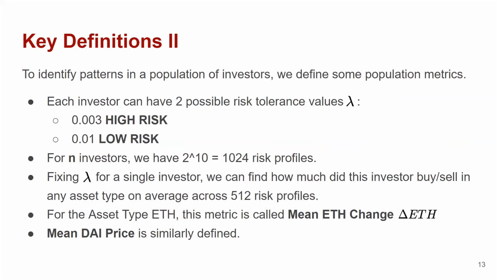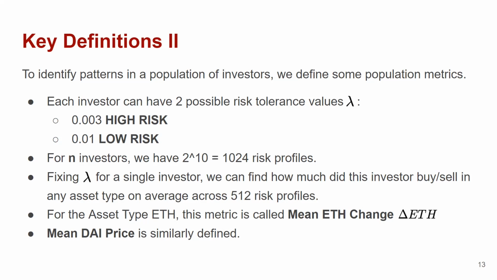To identify patterns in a population of investors, we define some population metrics as well. In a population of n investors, where each investor can have two possible risk values, we have a total of 2 to the power n risk profiles. These risk profiles define how the population as a whole behaves. So if we consider n equal to 10 and we fix the risk tolerance parameter, that is lambda, for a single investor, we have 2 to the power 9, that is 512 possible combinations of risk values for the other 9 investors.